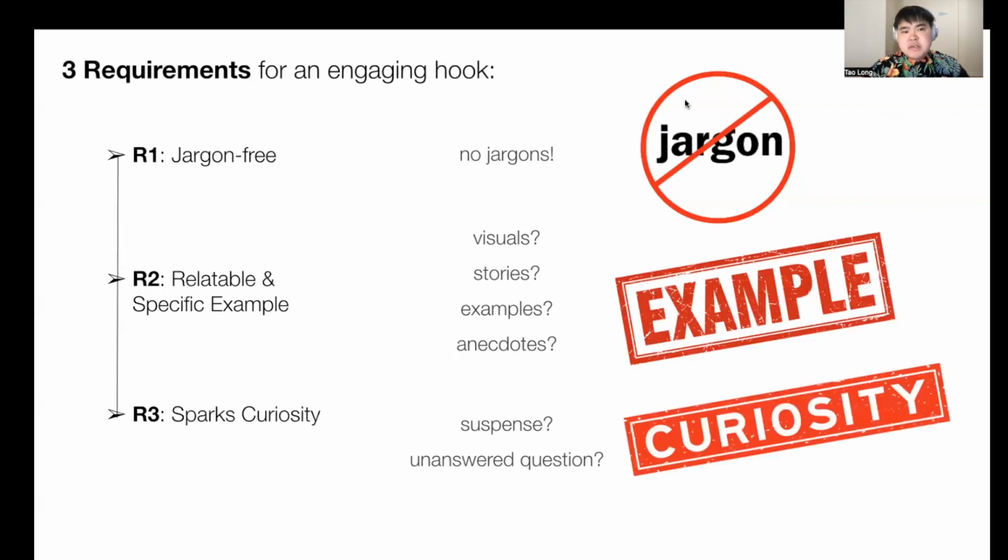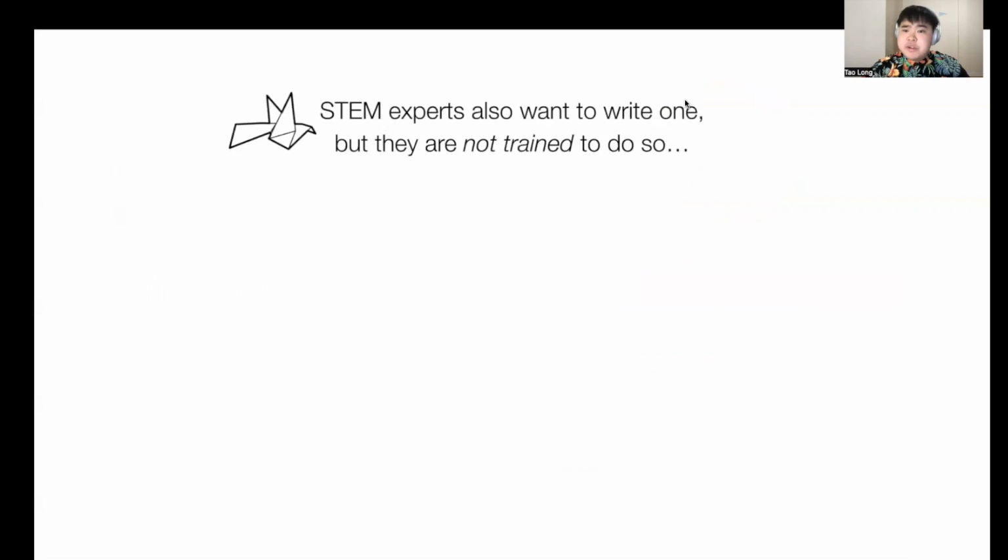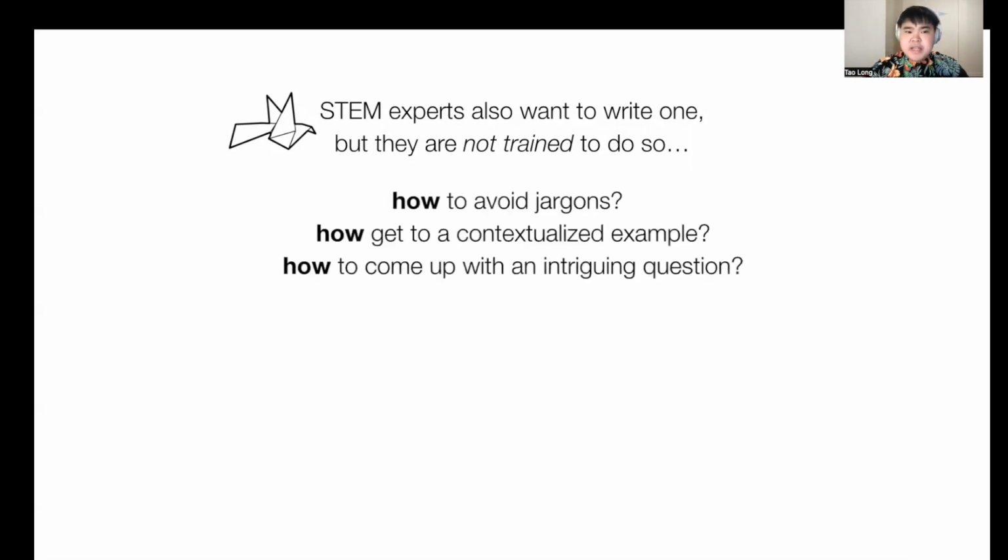STEM experts also want to write one, but it's still pretty hard for them to write. The reason is that their training in the writing process mostly serves traditional science writing materials, like communicating to other experts in the field instead of the public. So they have a lot of questions. How to avoid jargon, how to get specific and relatable examples that are contextualized enough for the general audience, and how to even come up with an interesting question is pretty hard for them.